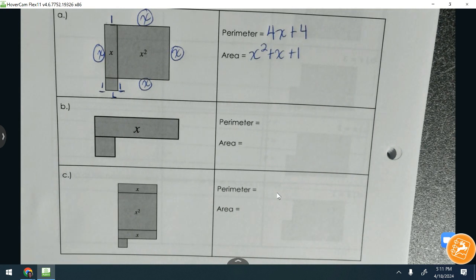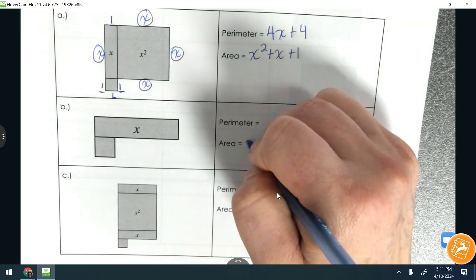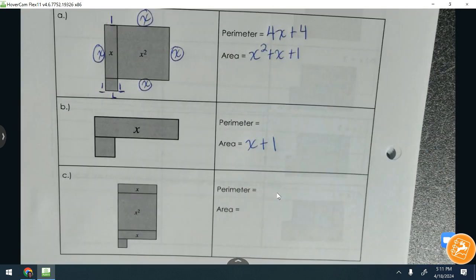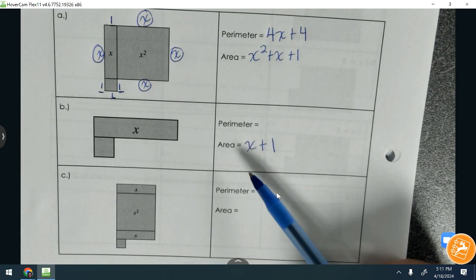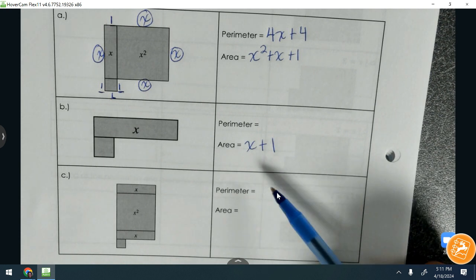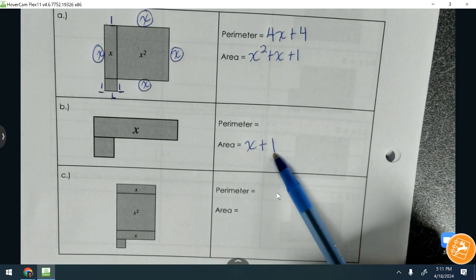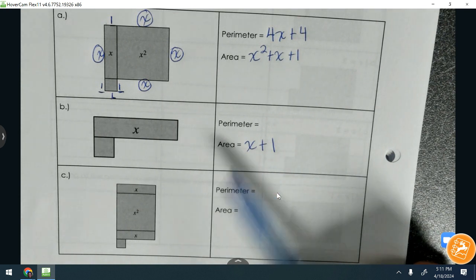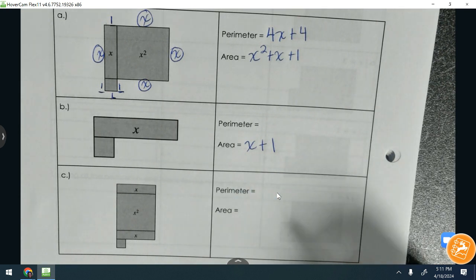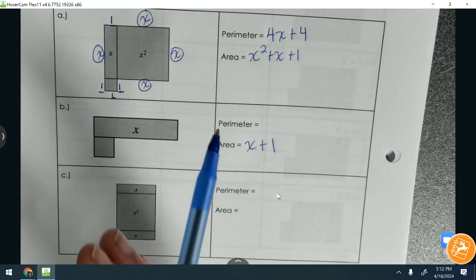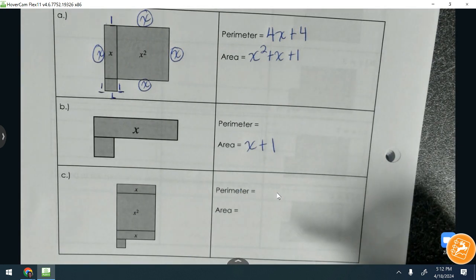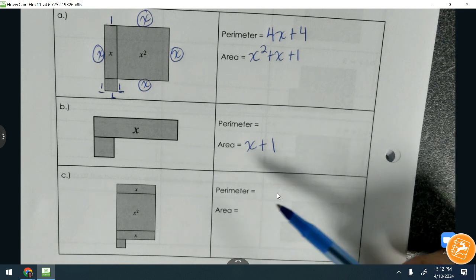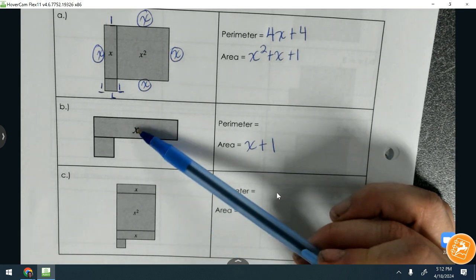So again, my area: what's there? I have an x plus 1. I could write this as 1 plus x. I also could write it as 1x plus 1. All of those are correct. The commutative property of addition says I can write it in any order that I want. I'm old. The way I was taught is that you start with the largest power and you continue down to the least power. So I'm going to do my perimeter of this shape.